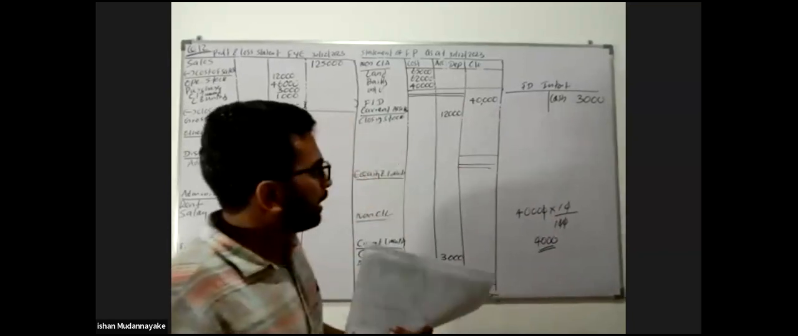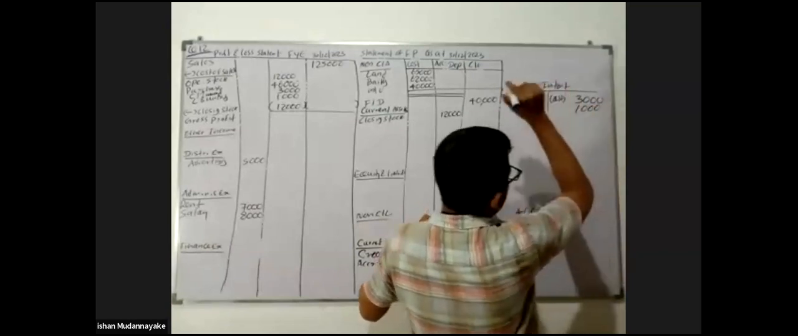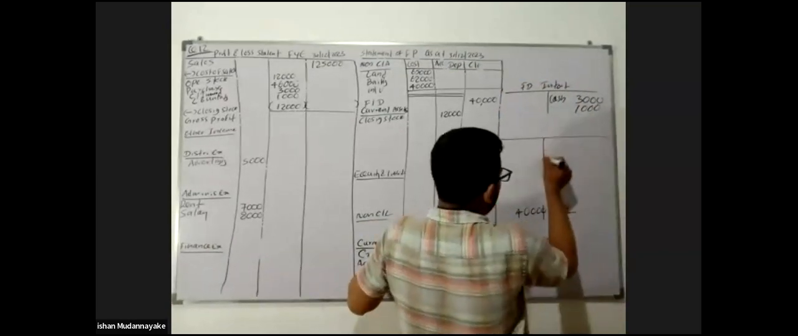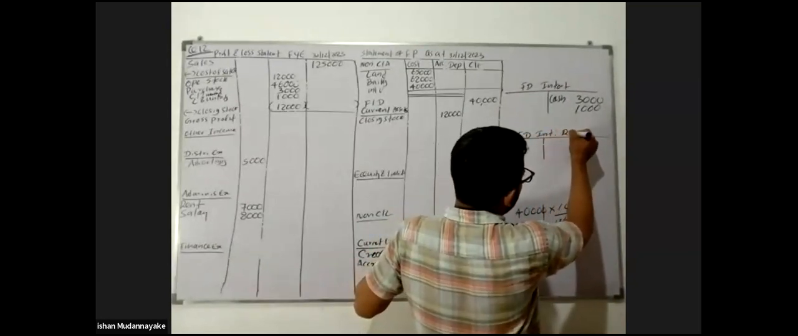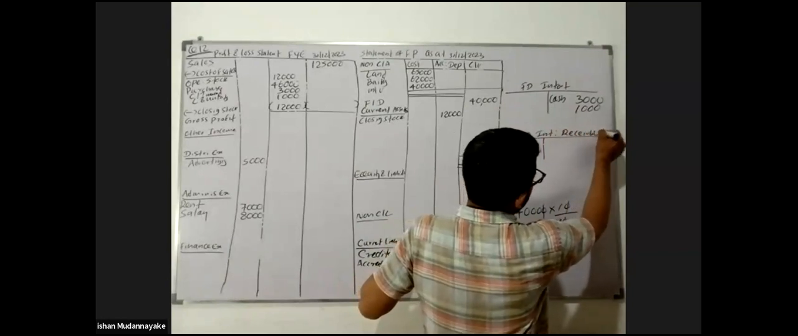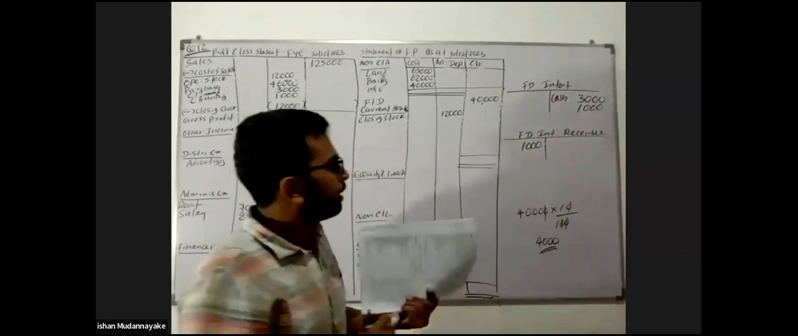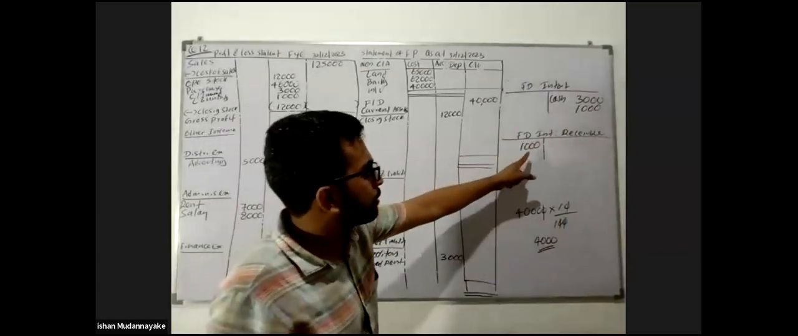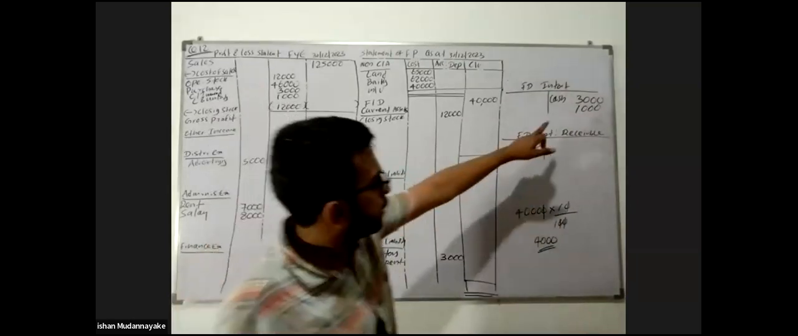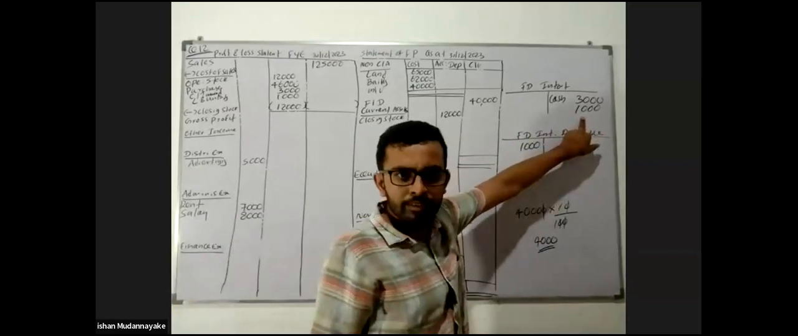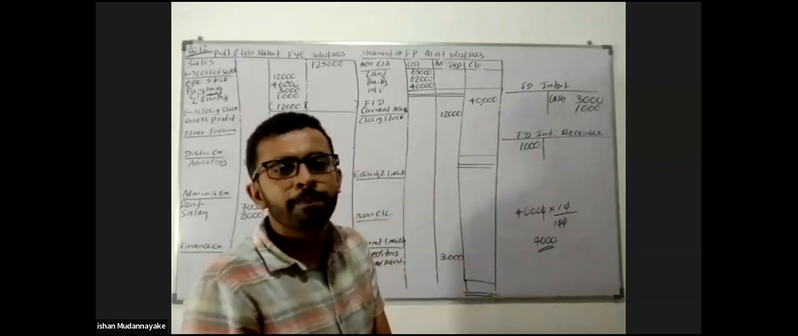So fixed deposit interest account credit 1,000. FD interest receivable account debit 1,000. That 1,000 is income, therefore FD interest account credit, and then interest receivable account debit 1,000.